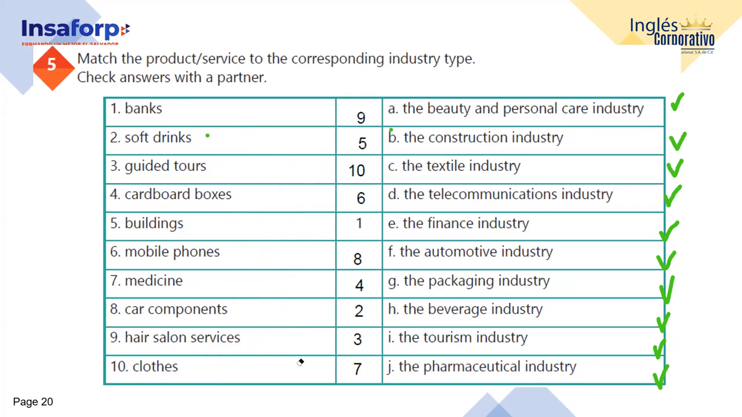Okay? Now, these are your answers, right? This is why you were working in your different teams. So we got here the perfect match for every single company, right? And now you have to think about what type of industry is your company related to. Think about your company.